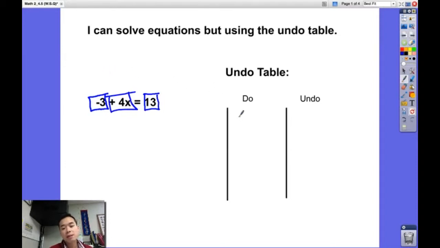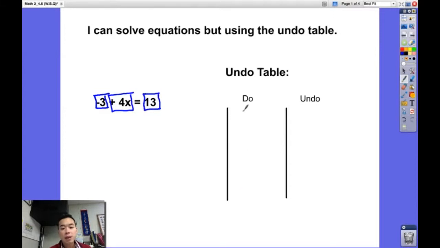When you are filling out the do column, starting right here, when you go top to bottom, you're always going to follow your order of operations. I'm going to write order of op for short. So what I'm going to do is put a rectangle around my -3, put around my positive 4x. Remember, you always put a rectangle with the symbol to the left of it.